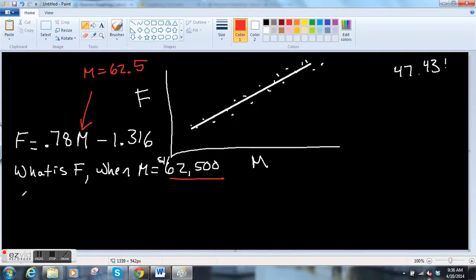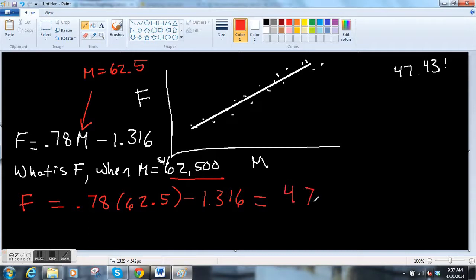So when we plug in F, we say we're going to plug in now the number 62.5 minus 1.316. The answer is, yes, 47.434. So you do not want to write your answer as 47.434. You want to write your answer as $47,434 per year.